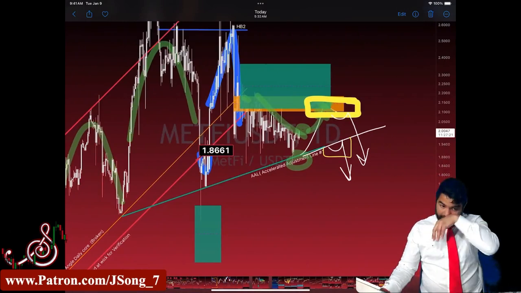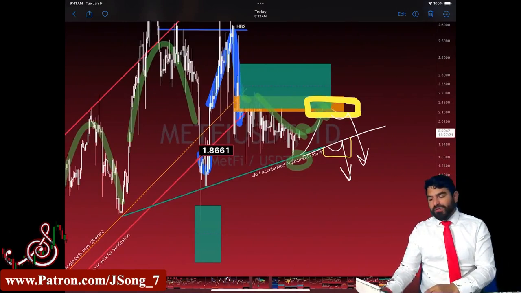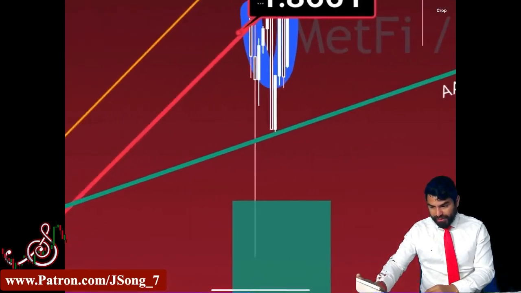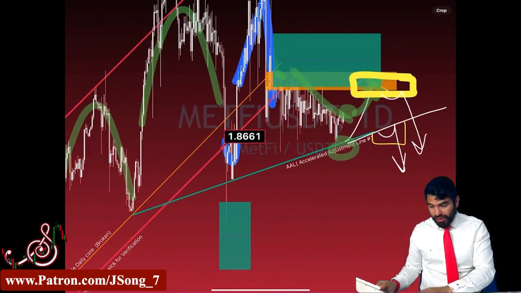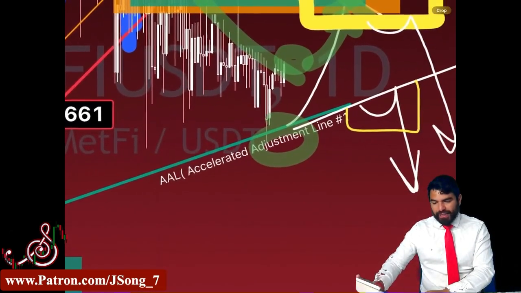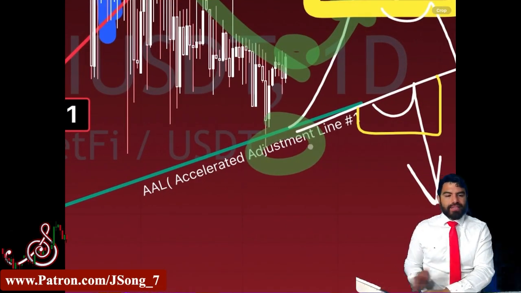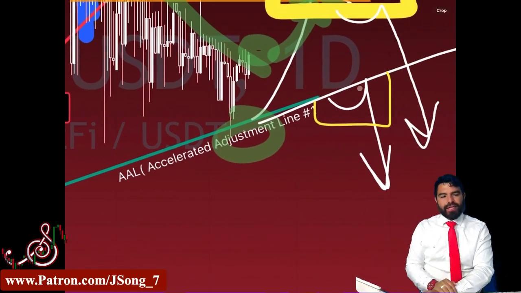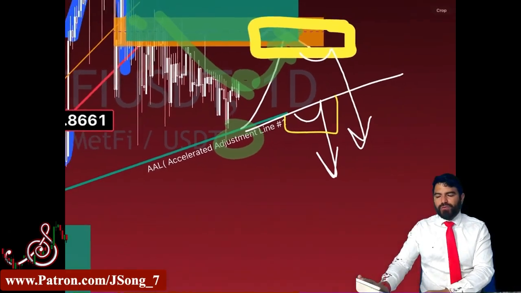We can also see that there's an accelerated adjustment line that should be drawn from these bottoms here and these bottoms here on the chart. We labeled it as accelerated adjustment line 1, or AAL, and when prices build below that angle, that would be the next sign of weakness. That would be the number 2 sign of weakness.